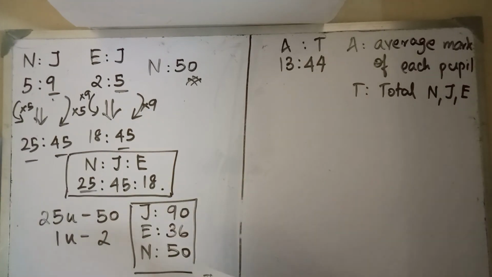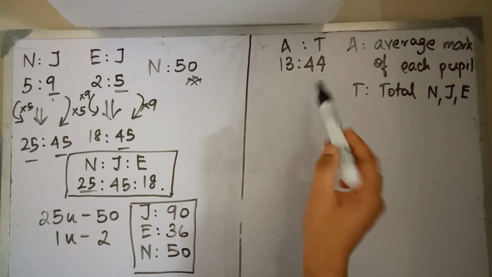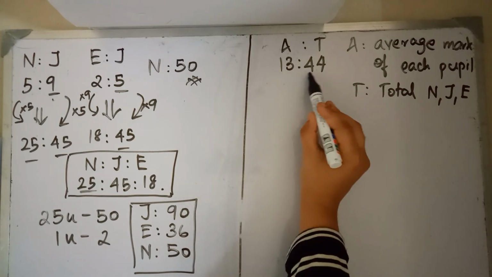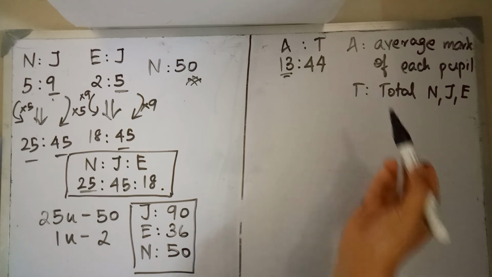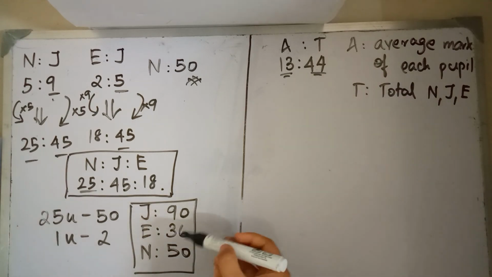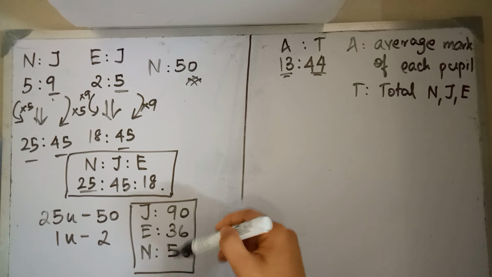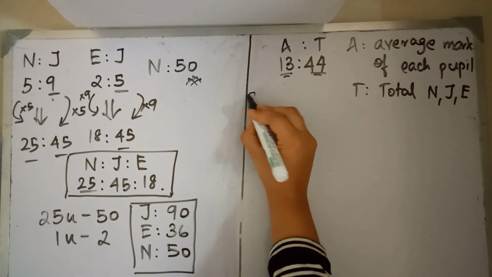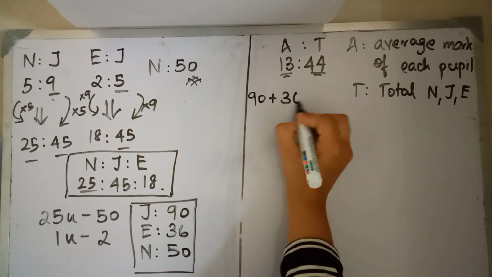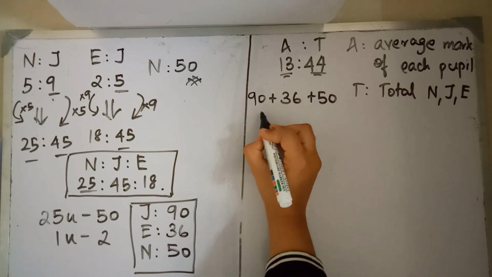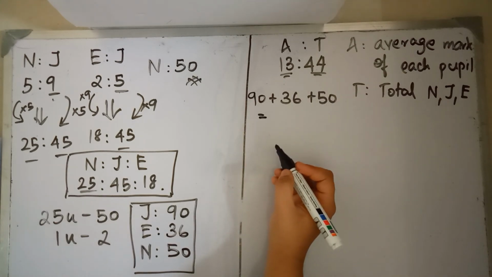Now the question states that the average mark scored by each person in the class to the total marks scored by the three pupils is 13:44. So we don't know the average of the class, but we know the total. We can find the total of the three pupils. That is, total will be 90 plus 36 plus 50.